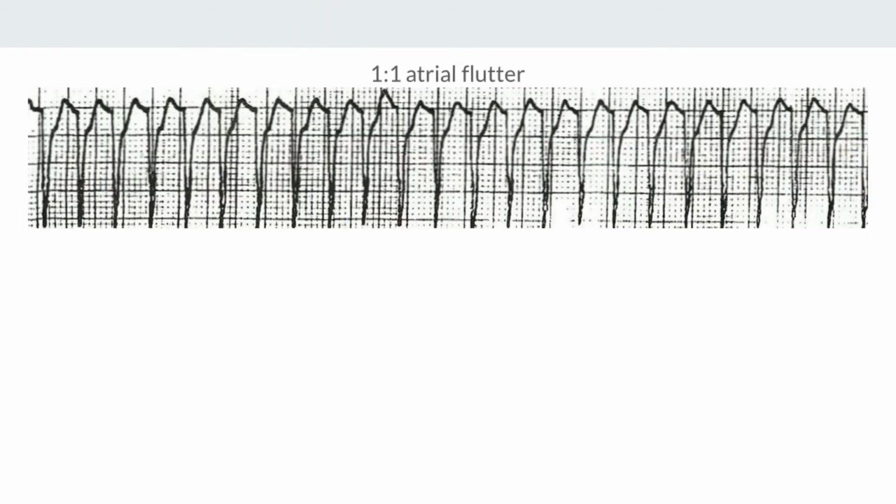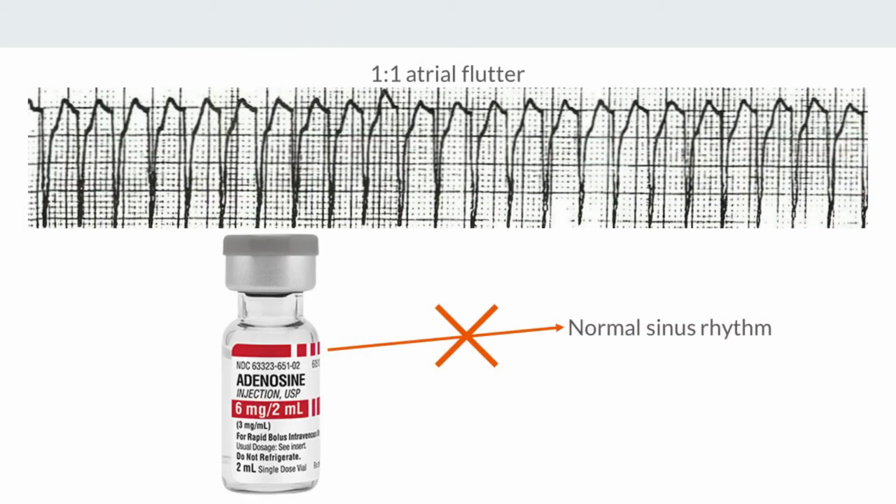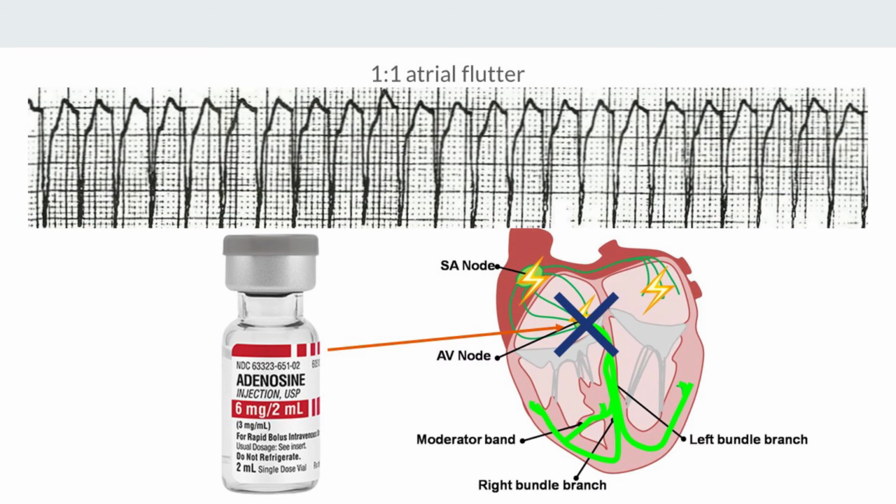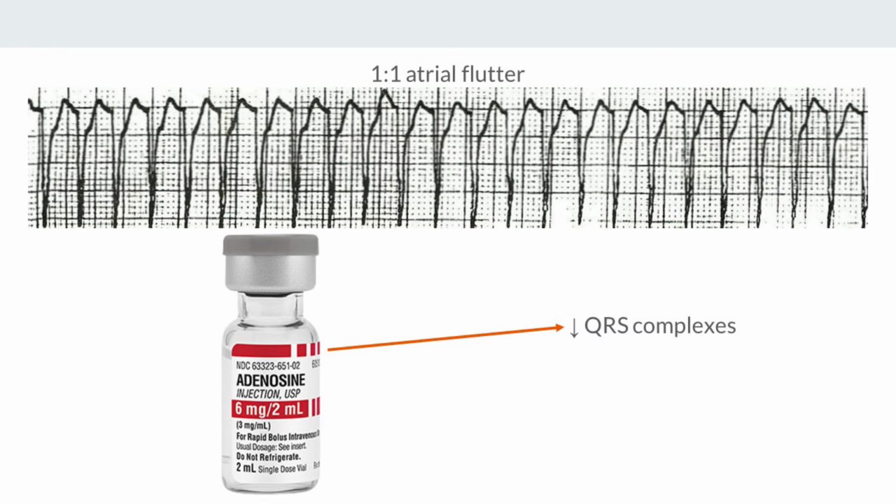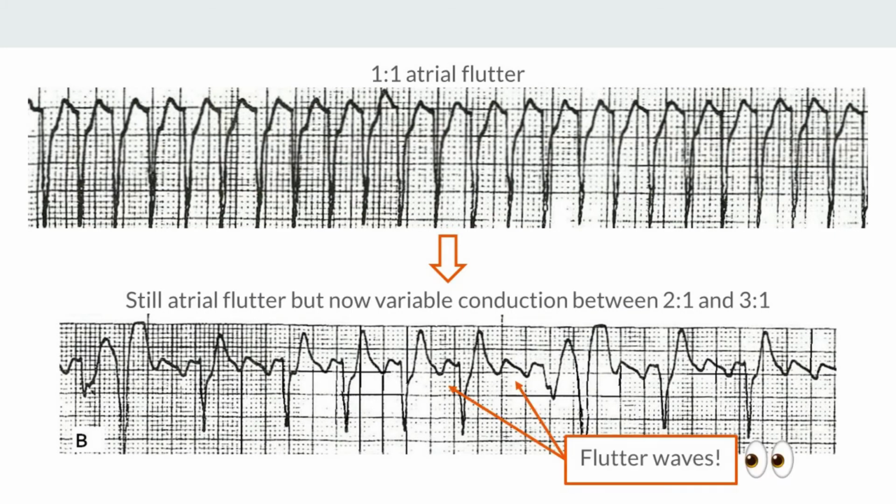If the patient is in atrial flutter, adenosine won't convert them into sinus rhythm, but what it can do, by blocking the AV node, is decrease the number of impulses that are making it down to the ventricles. This results in fewer QRS complexes, revealing the flutter waves and making them easier to see. So adenosine can be used as a diagnostic tool for atrial flutter and as a therapeutic agent for SVT.